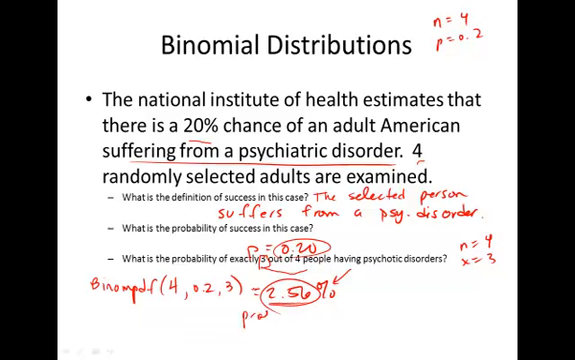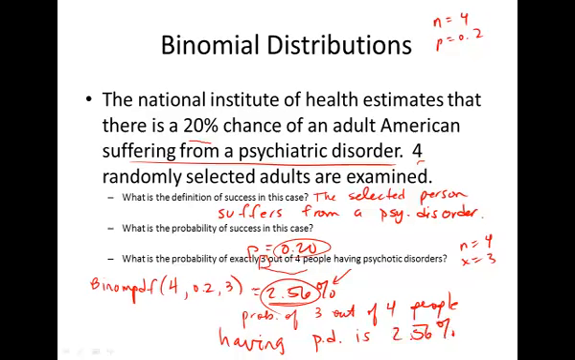Probability of 3 out of 4 people having the psychotic disorder is 2.56%.